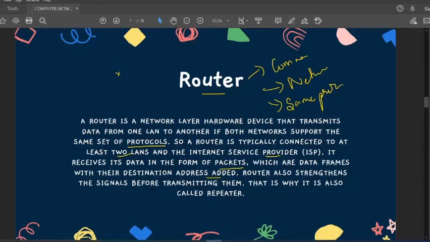The router also strengthens the signals before transmitting them. That means if the signal has any noise or is weak, then it can strengthen it. It can give more signal, more frequency, and more power to that signal. That is why it is also called a repeater. Okay, that's a very important point. That is the purpose of a repeater: it strengthens the signal.